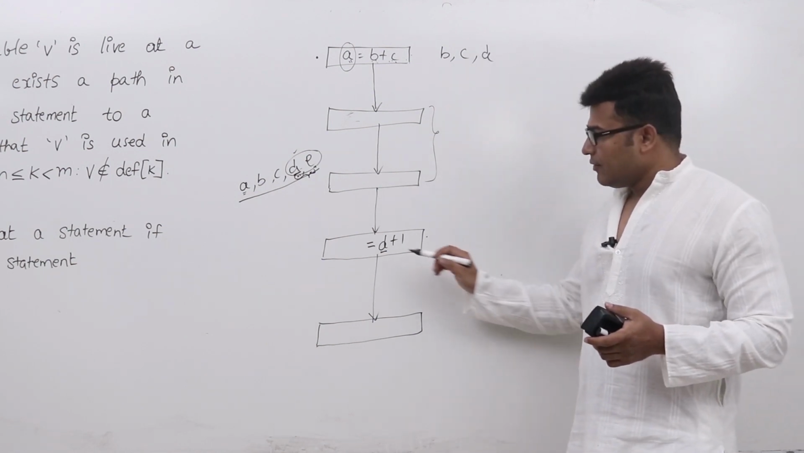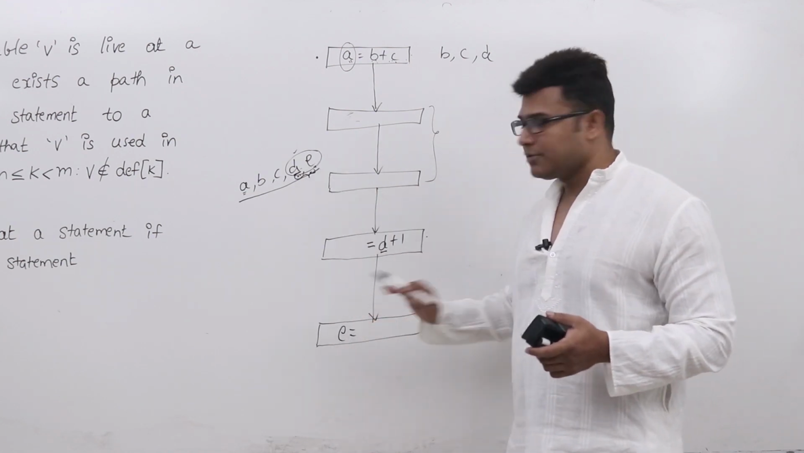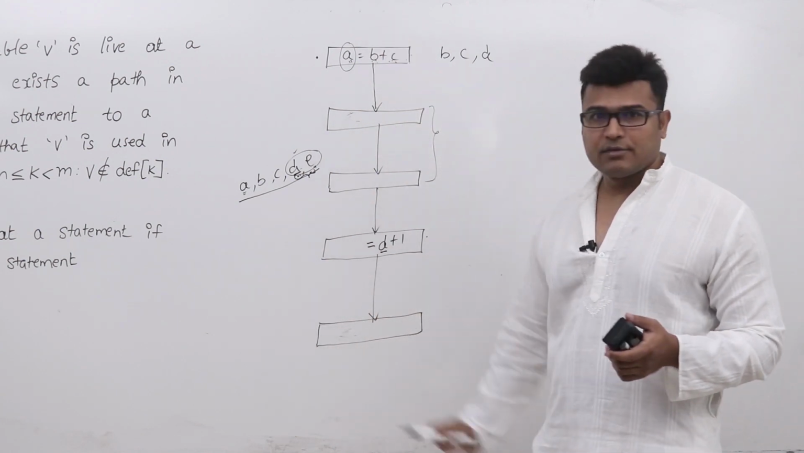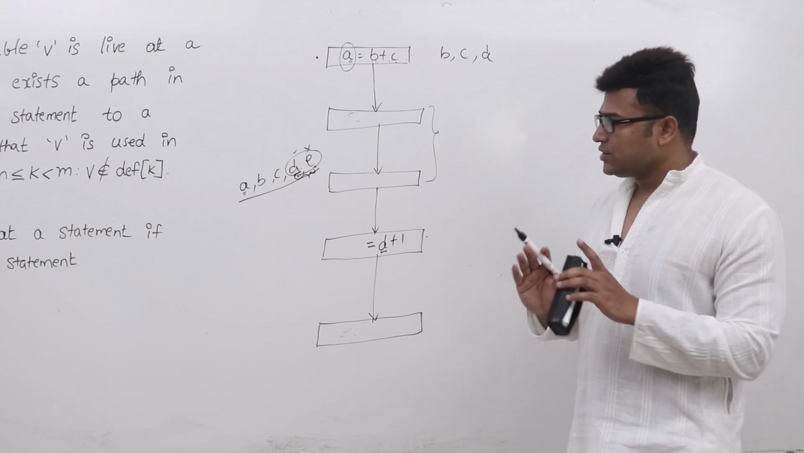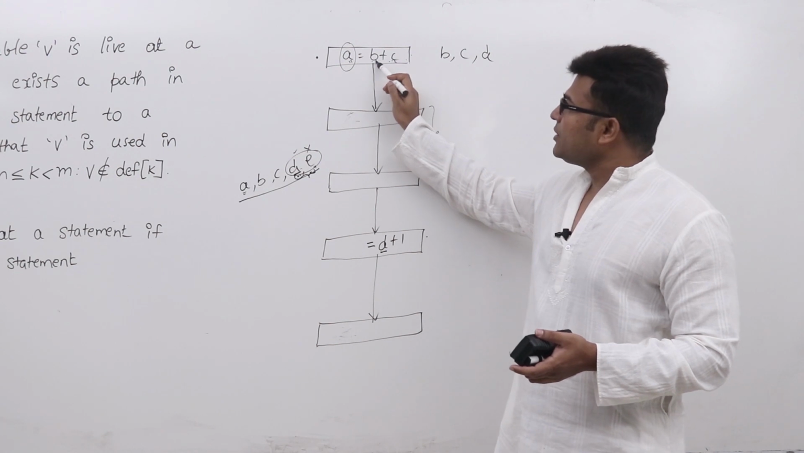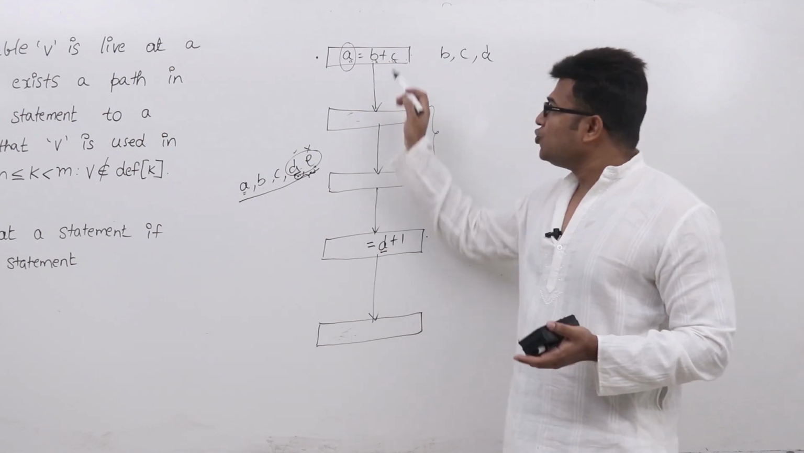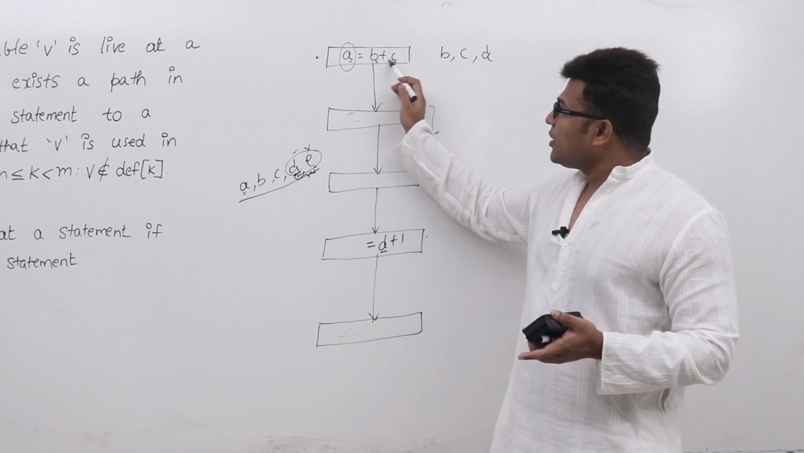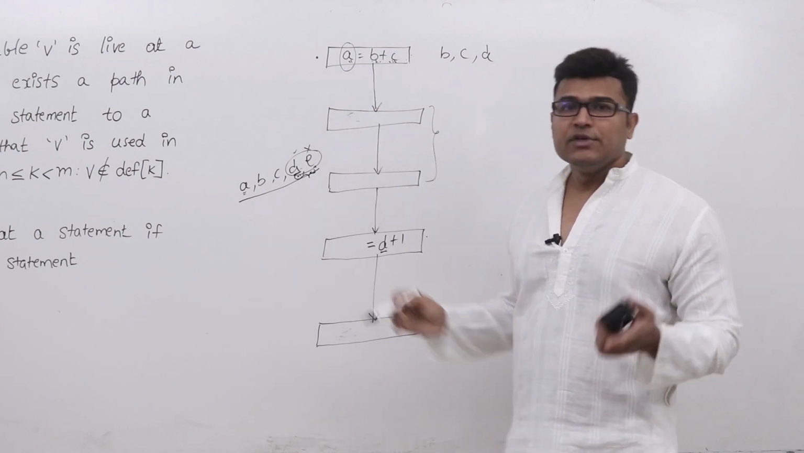Are you getting this? Now, let us assume that some line is there, like E equal to is here, or E is not used anywhere from here till here. Then in that case, E is dead. Got it? So to simplify it, whenever a particular variable is used in a statement, that particular variable is live. What do I mean by use? It should be on the right hand side, not on the left hand side. If variables are on the right hand side, we say they are used. If the variable is on the left hand side, we say it is defined.